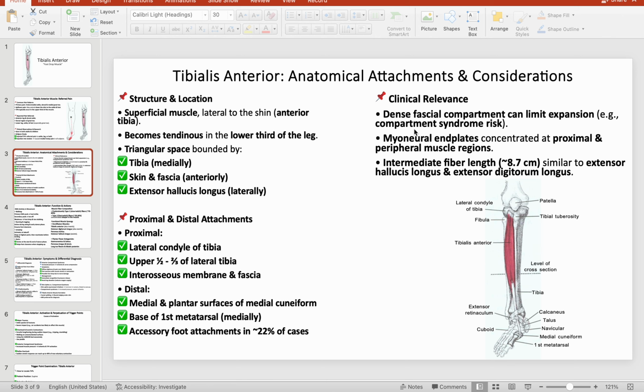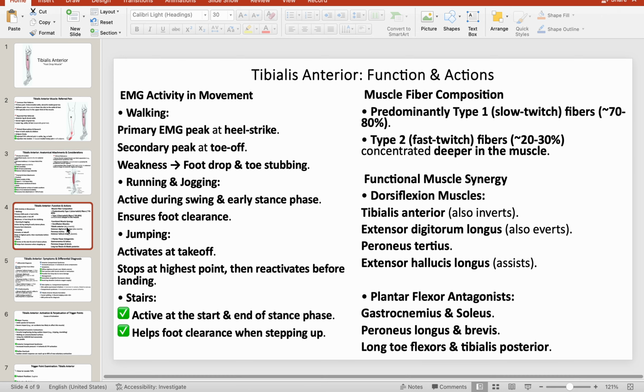Anything else here? So it talks about compartment syndrome. That's something we'll touch up on later on. So this is the anatomical attachments. This is a very, very important slide. Do you guys have any idea why it's an important slide?